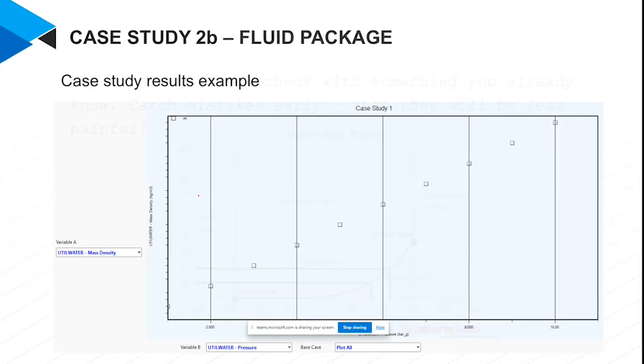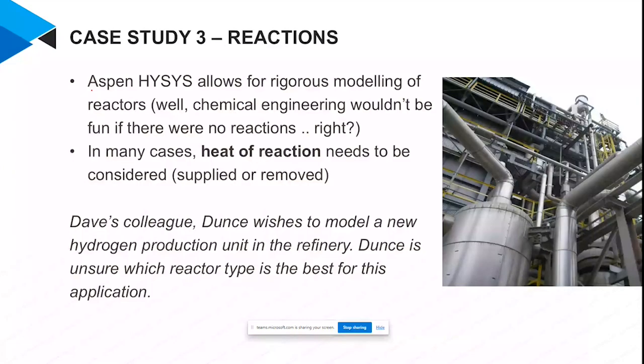So let's look at reactions. So in chemical engineering, certainly we need to have reactions. Otherwise, that's not chemical engineering. This is able to simulate very rigorous reactions. But the issue is just that you need to have the reaction data, which is quite difficult to get.